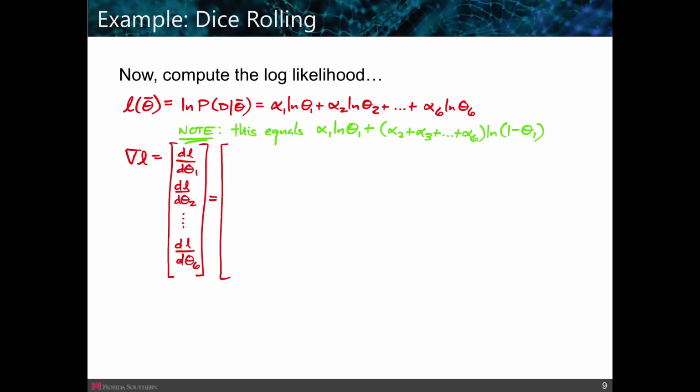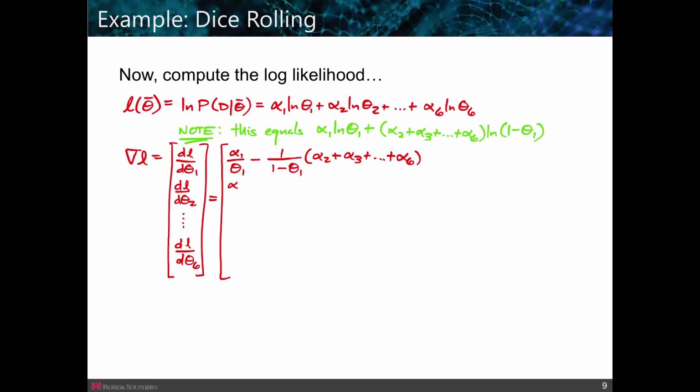The reason we can simplify it in that way is because now it makes our derivative a little bit more manageable. So we can write this derivative as alpha 1 divided by theta 1. Again, these are just properties of the natural log. I don't necessarily expect that you've already learned this or had this memorized. Minus 1 over 1 minus theta 1 times the sum of alpha 2, alpha 3, and so forth, up to alpha 6.